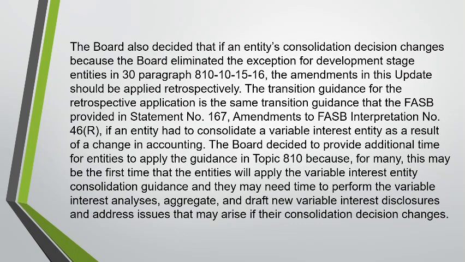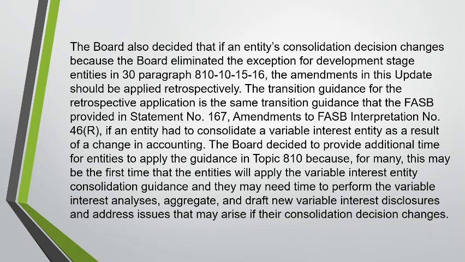The board also decided that if the entity's consolidation decision changes because the board eliminated the exception for development stage entities, the amendments in this update should be applied retrospectively. The transition guidelines for the retrospective application are the same transition guidelines that the FASB provided in Statement 167, Amendments to FASB Interpretation Number 46.